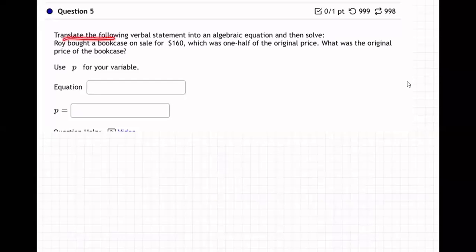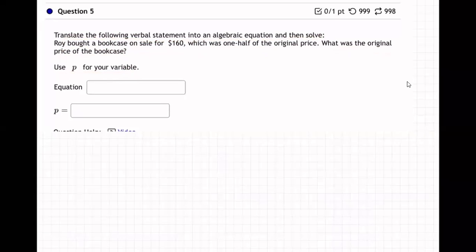Translate the following verbal statement into an algebraic equation and then solve. Roy bought a bookcase on sale for $160, which was 1/2 of the original price. What was the original price of the bookcase? Use P for your variable.